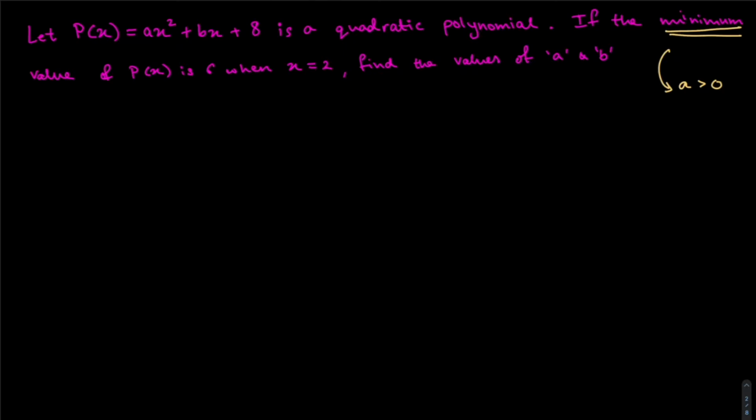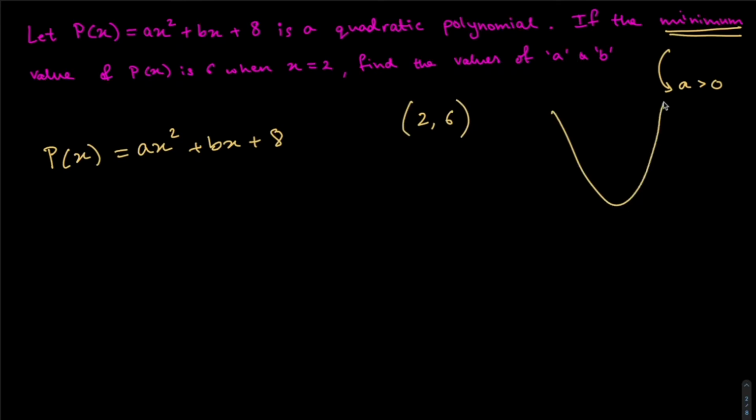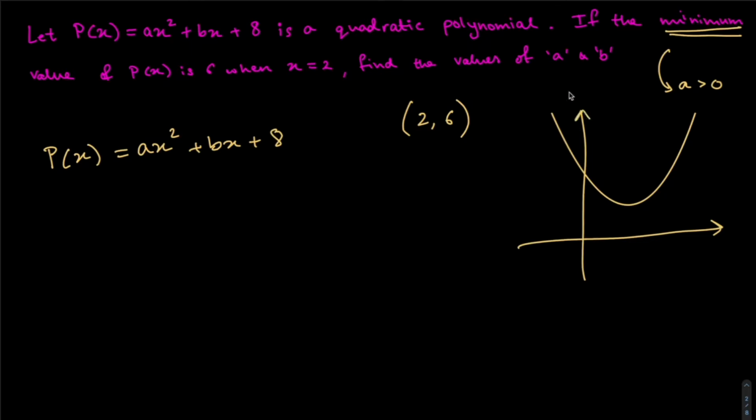One more thing we know is that the polynomial p of x is equal to ax squared plus bx plus 8, and we have a point 2 comma 6, which is our minimum value. So again, let me draw the parabola here. If this is the parabola, and this is the y and x axis, then this is our 2 comma 6. That is also something we know.